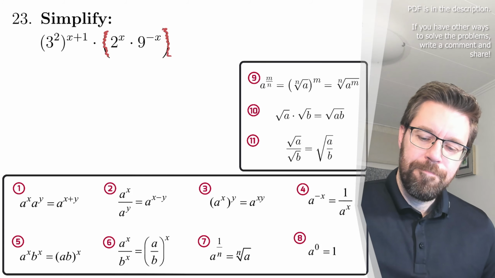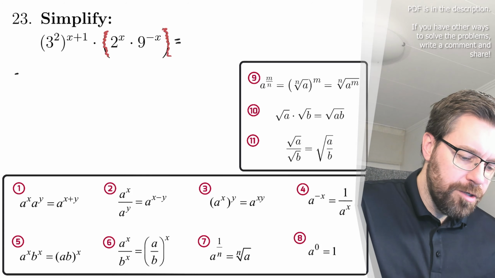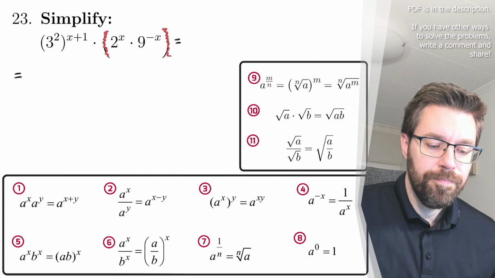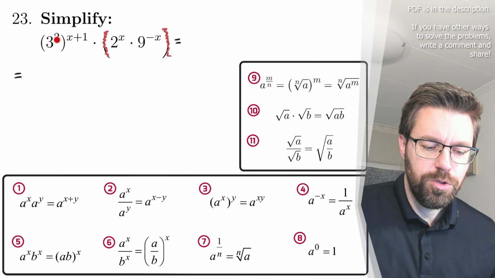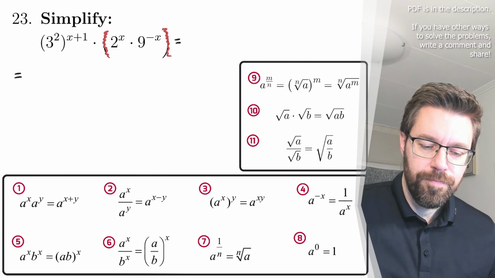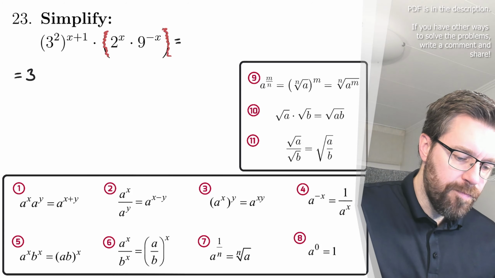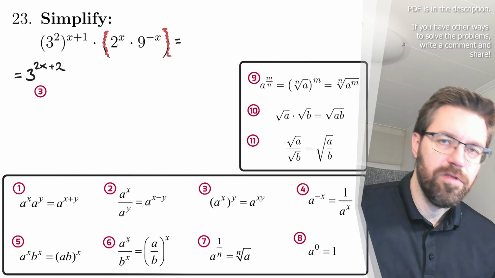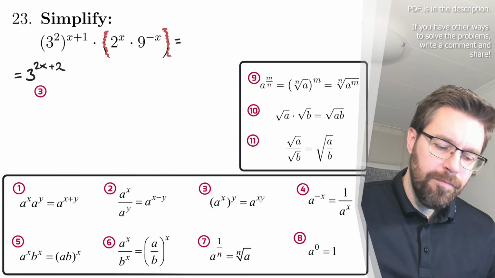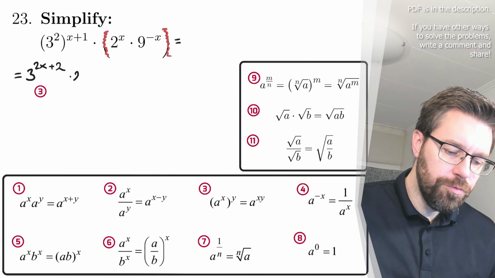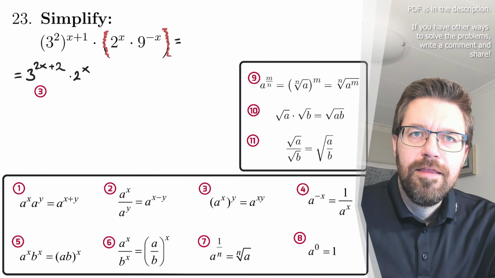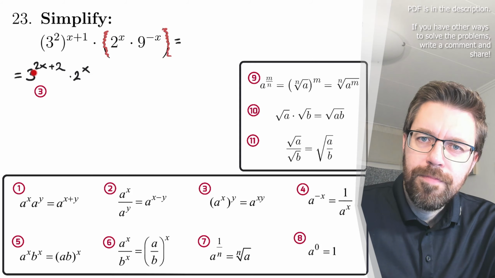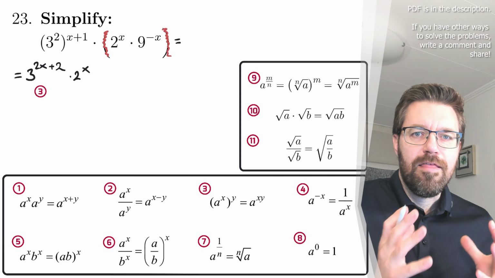Okay, so the things that we are gonna do is to use rule number 3 and multiply these exponents to each other. And 2 times x equals 2x, and 2 times 1 equals 2. So we have 3 raised by 2x plus 2. And I was using rule number 3 here. And then times 2 raised by x, and the base 9, we can write this as a base 3. We will have the same base if we can.